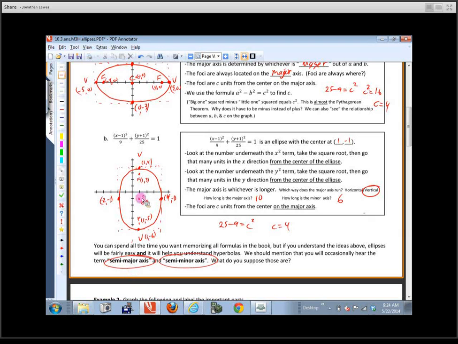It's a fancy way of saying, in this case, how far is it from there to there, from the center to a vertex? It's asking us what's A, okay? And on this one, what's B, okay? Does that make sense?